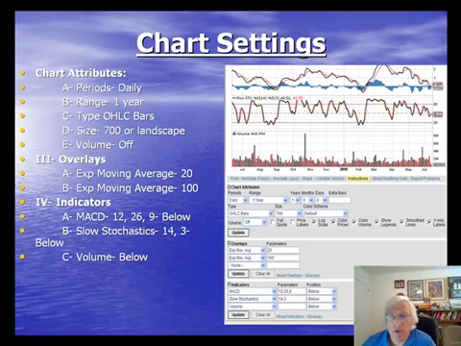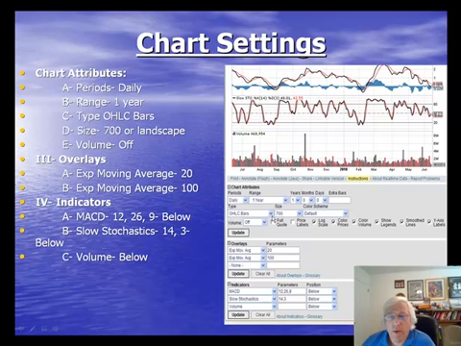Next, we put our chart settings. So on the left side of this slide, you can see the settings that I use, and the right side will show you where to put those settings. So for periods, we put daily. That's on the left middle of your screen. The range is 1 year.